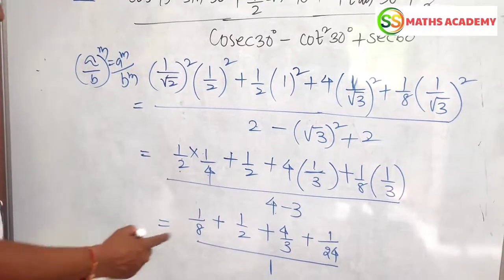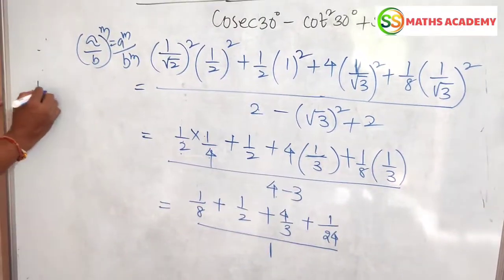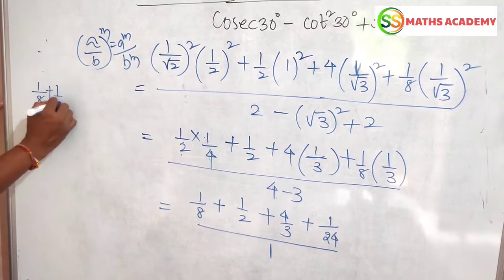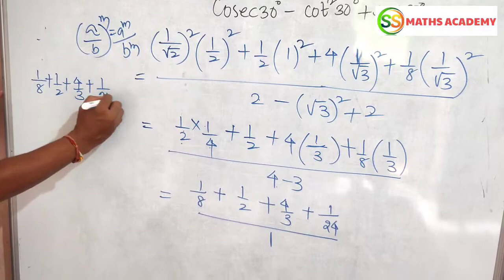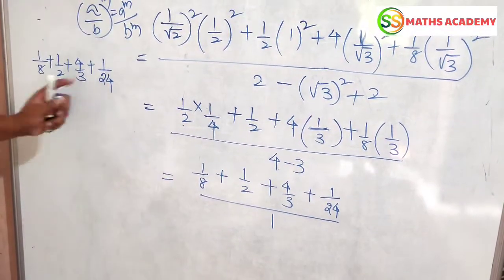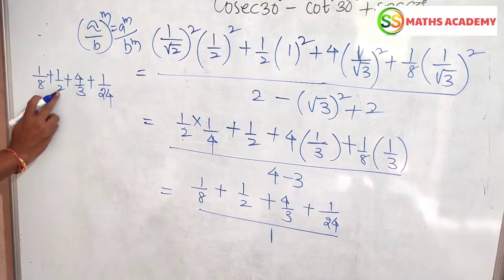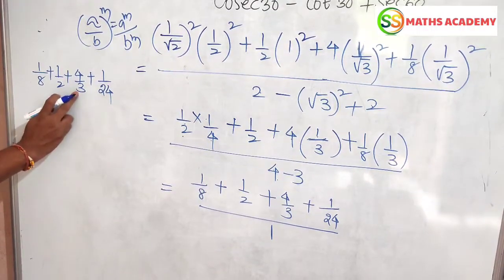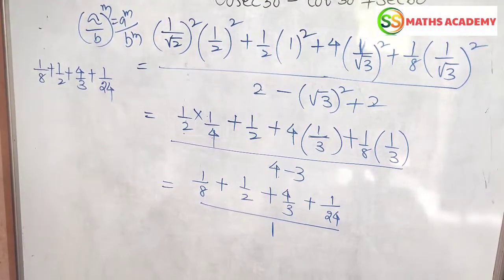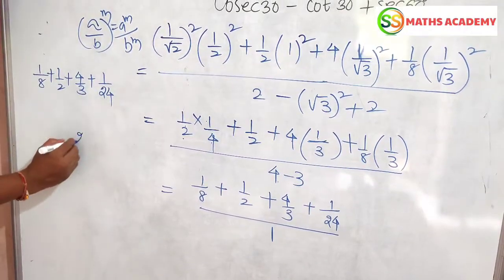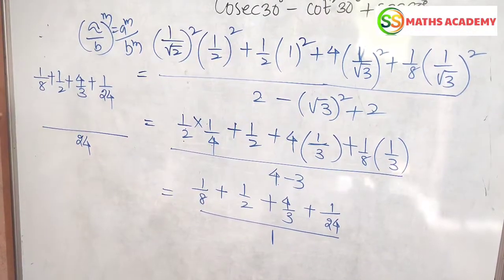Here we have 4 terms with distinct denominators. Let us go with the LCM. 24 is a multiple of 2, 24 is a multiple of 3, 24 is a multiple of 8. So the bigger number is the LCM. What is the bigger number here? 24. That is the technique you should follow in the exams.